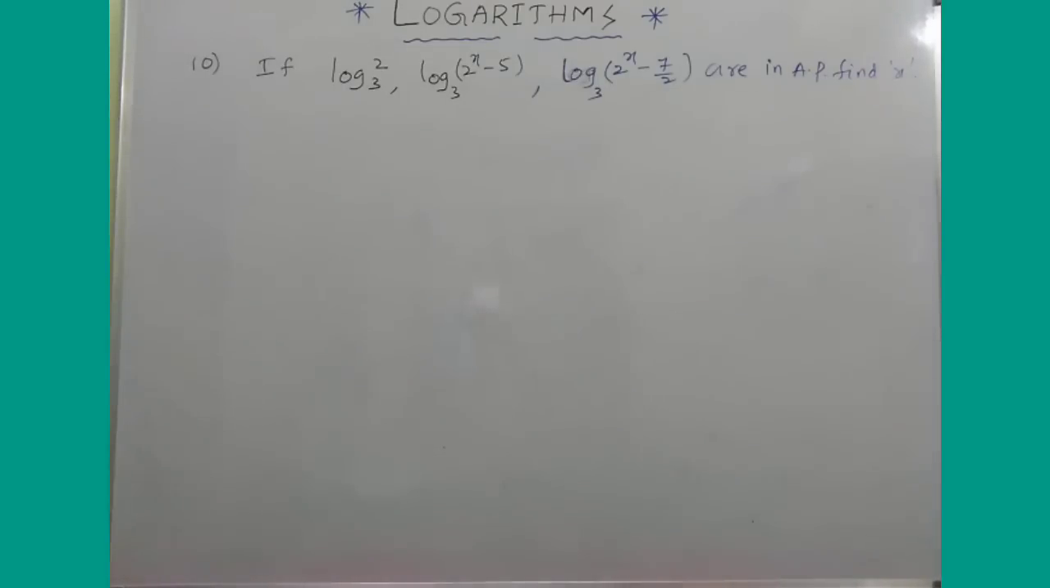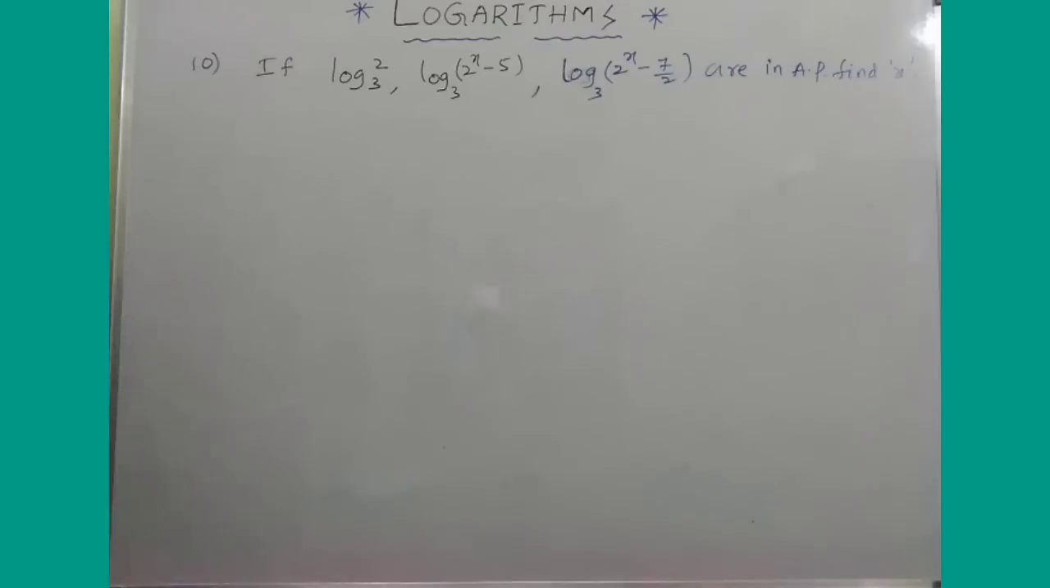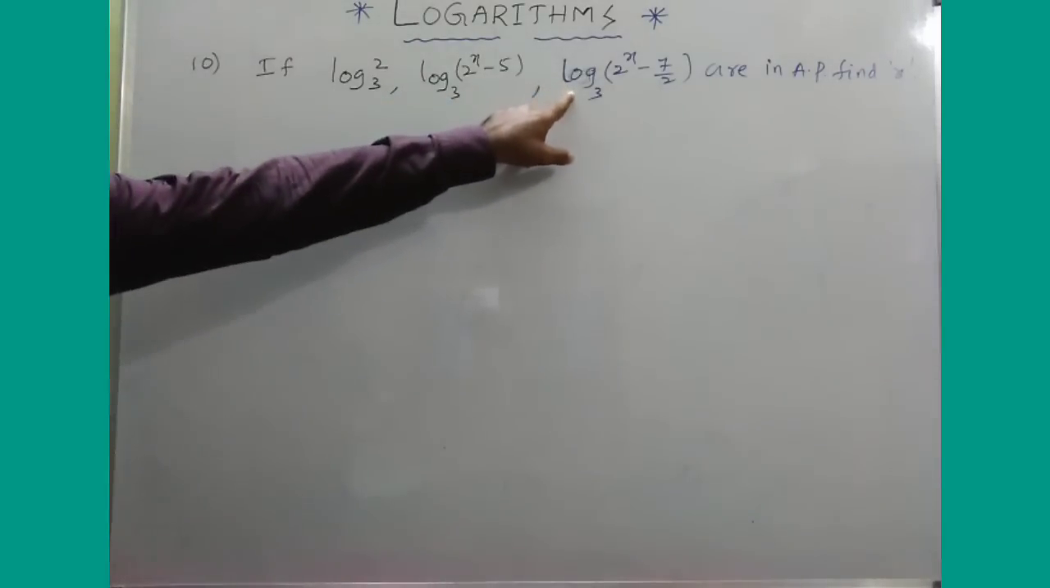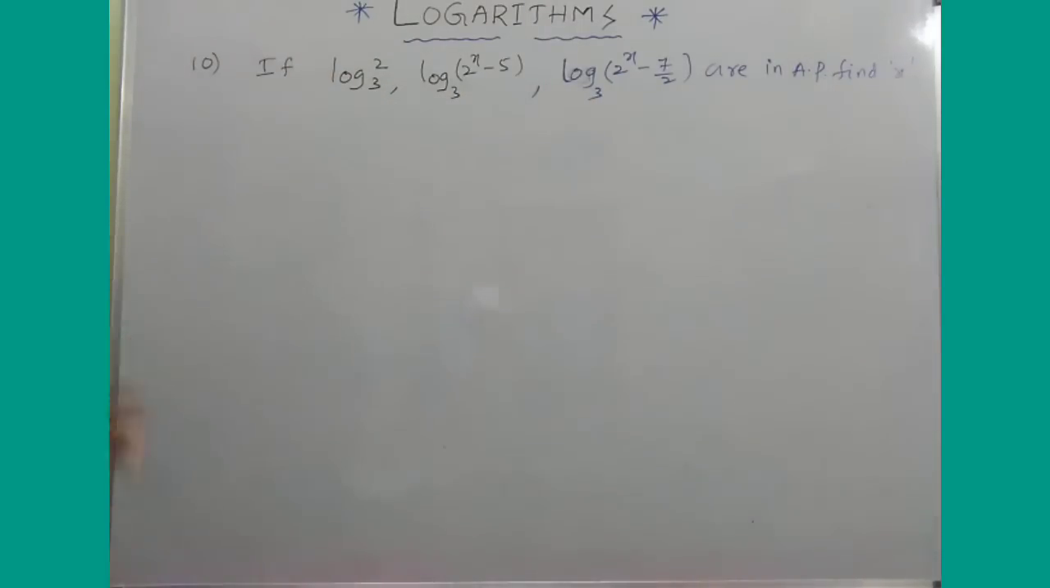So this question is about arithmetic progression and logarithms. See the question: if log 2 to the base 3, comma, log of (2 to the power of x minus 5) to the base 3, comma, log of (2 to the power of x minus 7 by 2) to the base 3 are in AP. The first point you need to observe here is that all these three terms have the same base, that is 3.